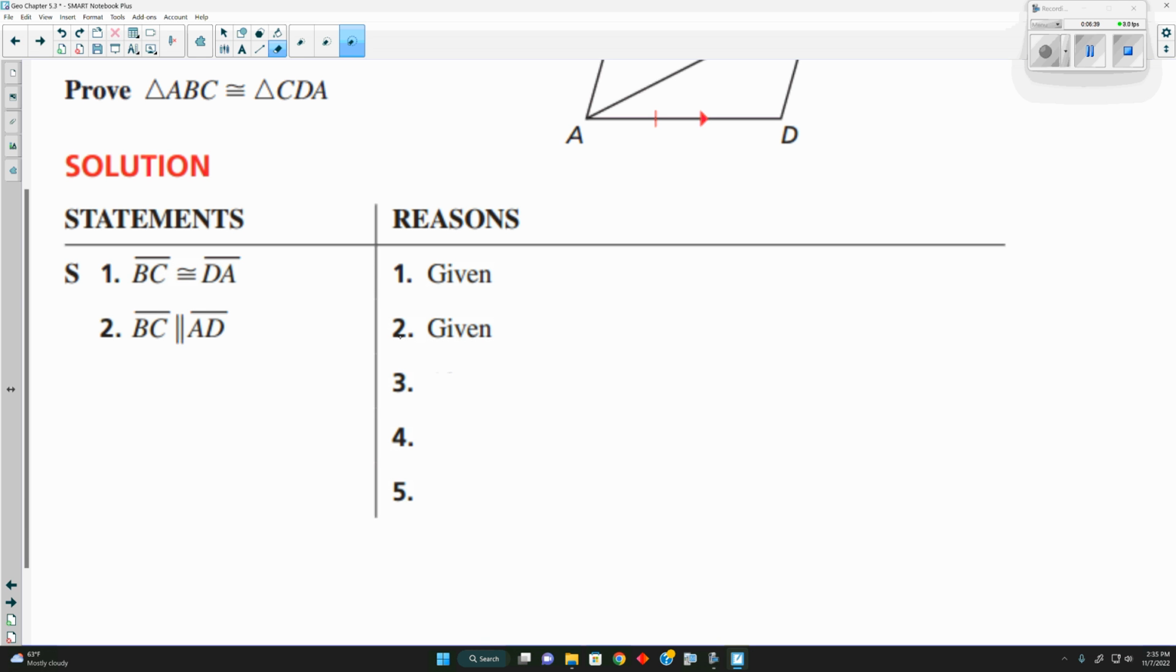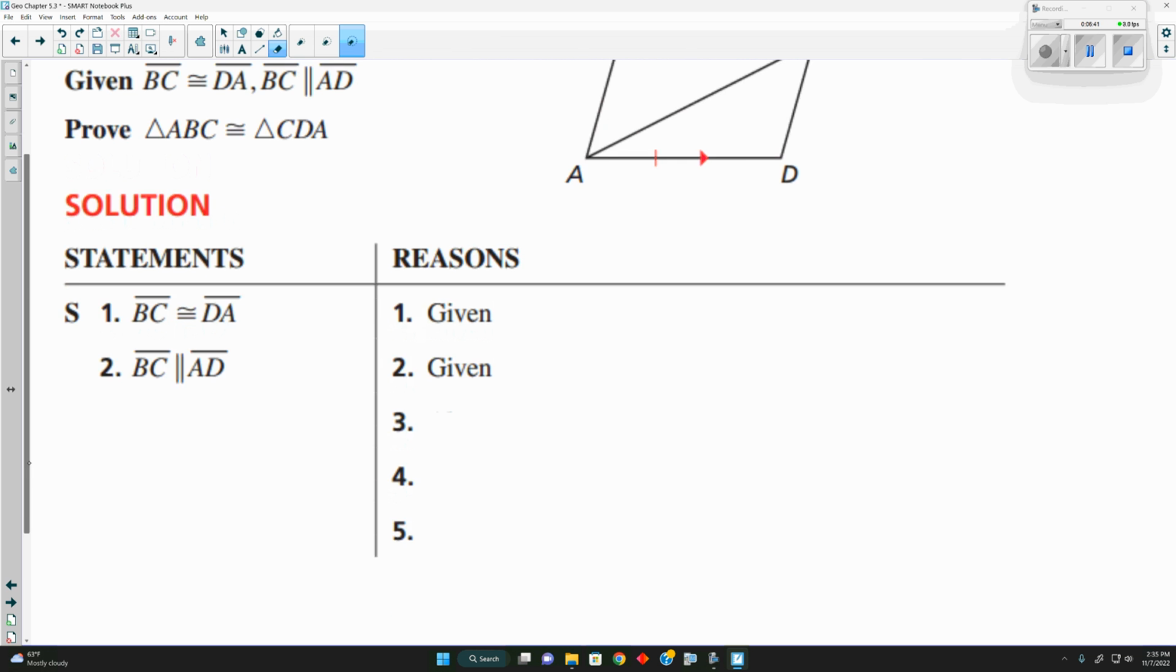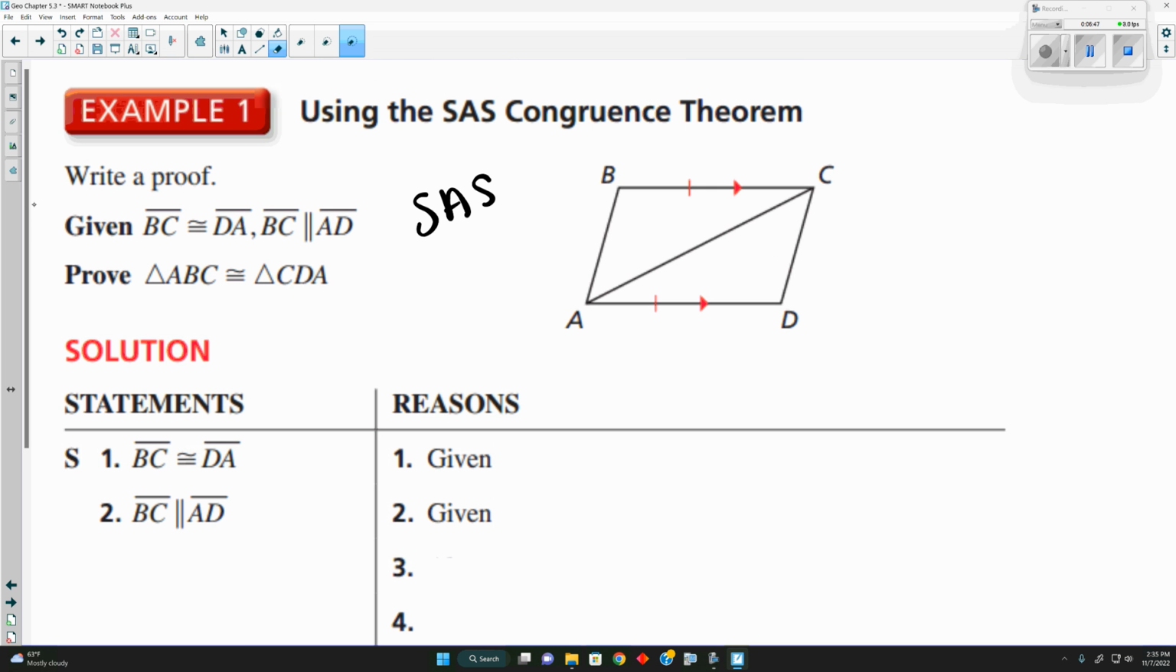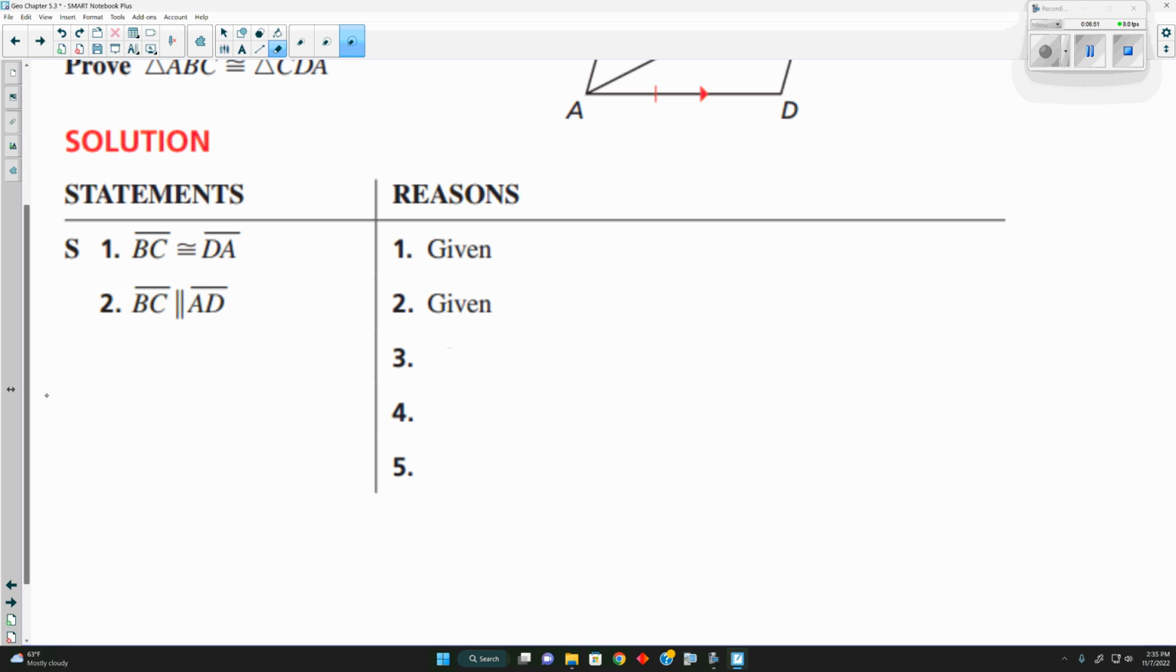So we're going to go through and prove. Because for us to prove that these two triangles are congruent, we're going to prove it by side, angle, side. So we need two sides and an angle in the middle. So they told us one set of sides are congruent.